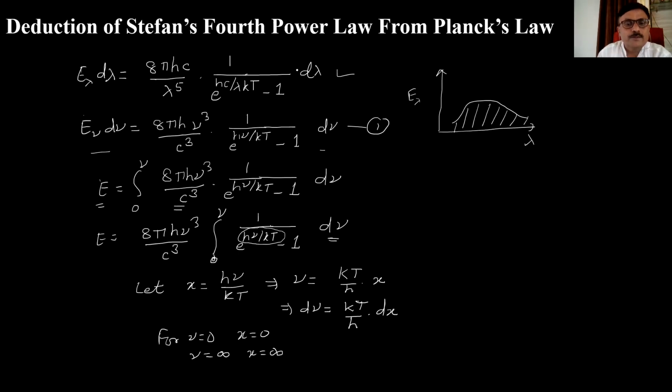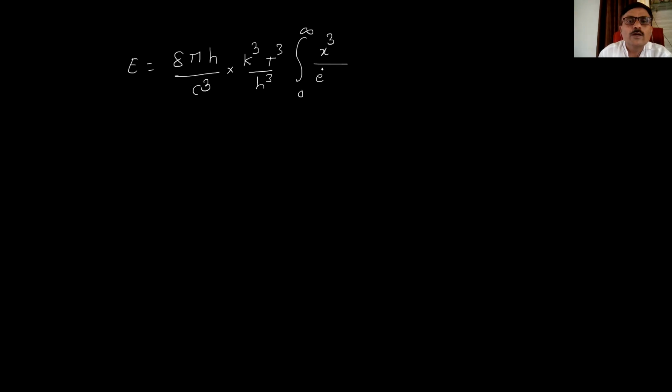So we can write this as k cubed times T cubed divided by h cubed, and the integration from 0 to infinity, we can write this as x cubed divided by e raised to x minus 1, and d nu is nothing but kT divided by h times dx.